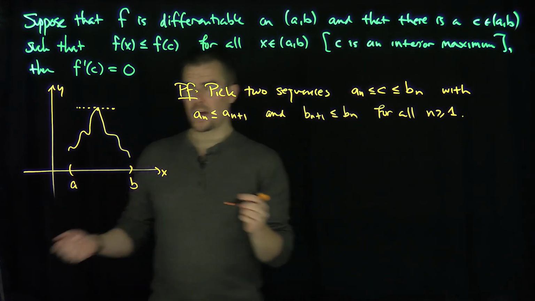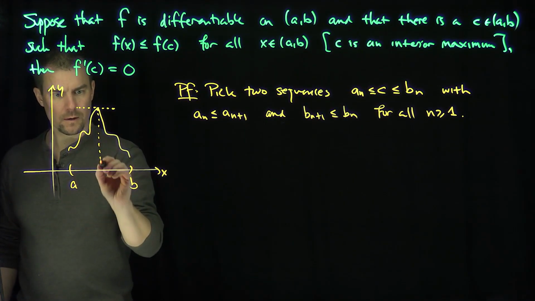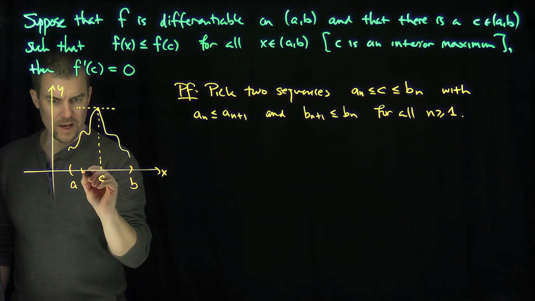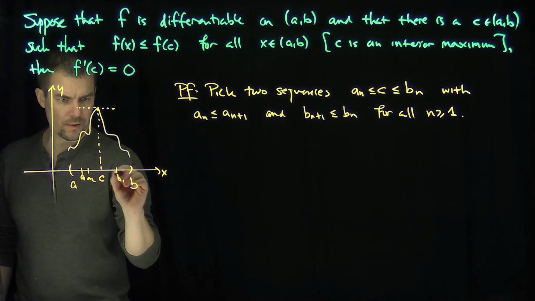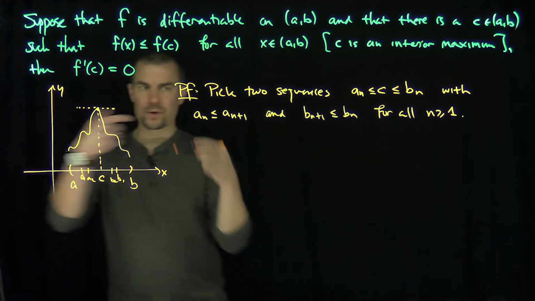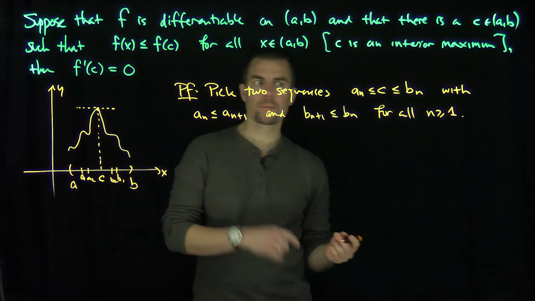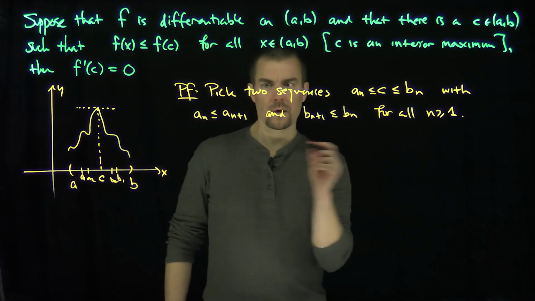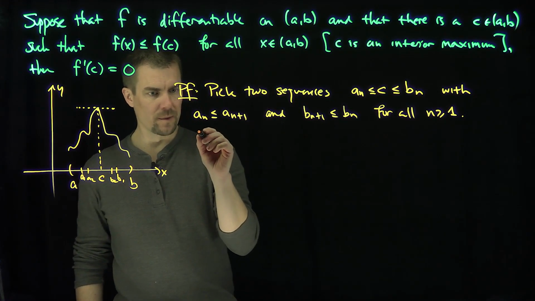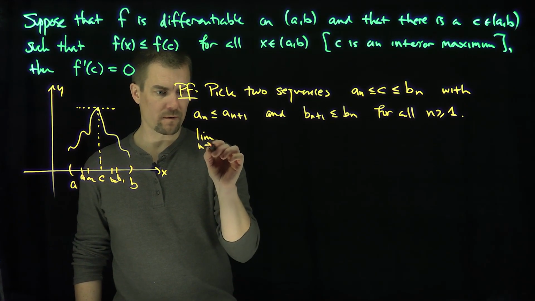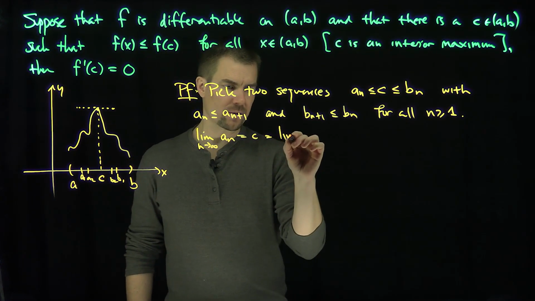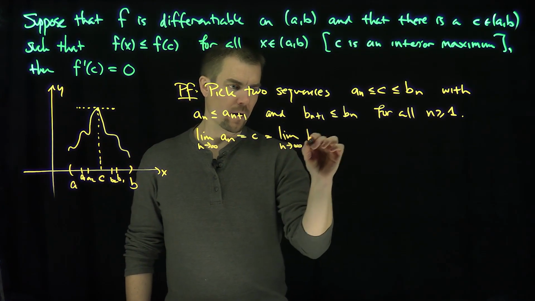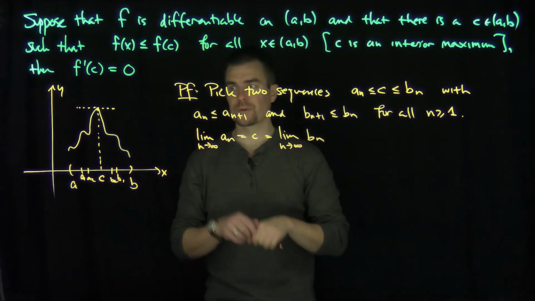So here's the point c over here. My sequence of a's looks like this: there's a1, there's a2, and the b's are over here, there's b1, there's b2, and they're going to get closer and closer to the value c. In other words, the limit as n goes to infinity of an is equal to c, and that's equal to the limit as n goes to infinity of bn. So the an and bn converge to c.